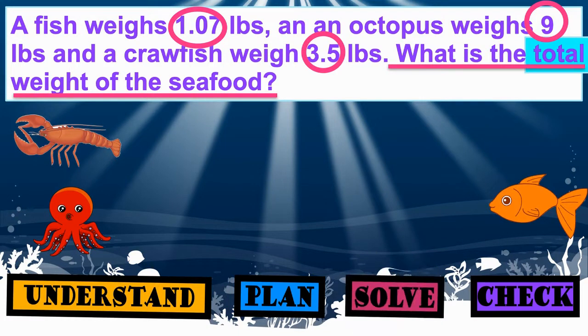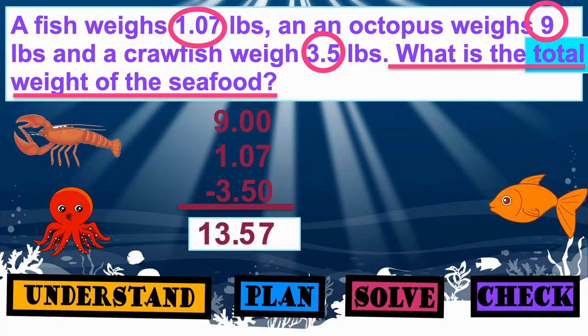Now, it's time to solve. When we solve, we set up our problem. Line it up by the decimal points. Very good. Now, we can begin to add. 0 plus 7 plus 0 gives us 7. 5 plus 0 plus 0 gives us 5. And 9 plus 1 plus 3 gives us 13. Don't forget our decimal point. Very good. So our answer is 13 57 hundredths of a pound.